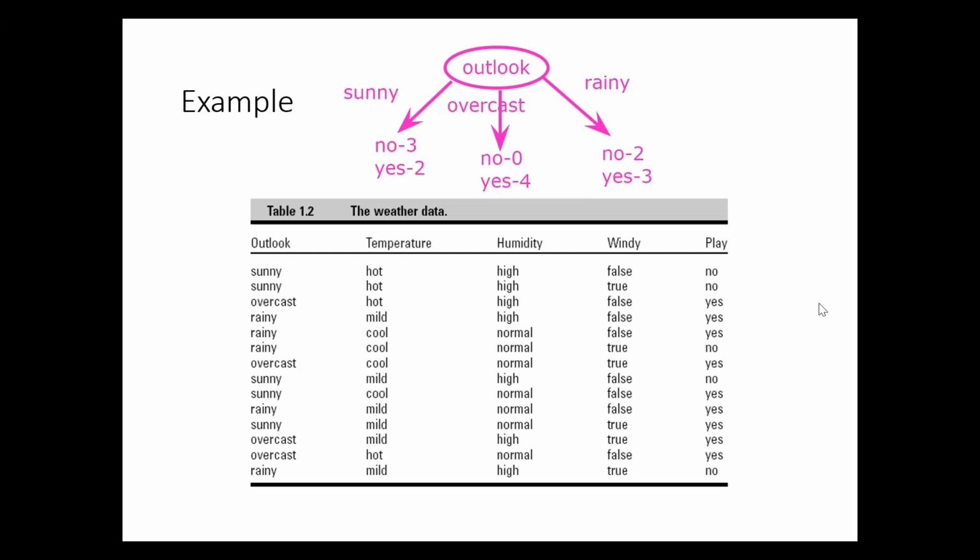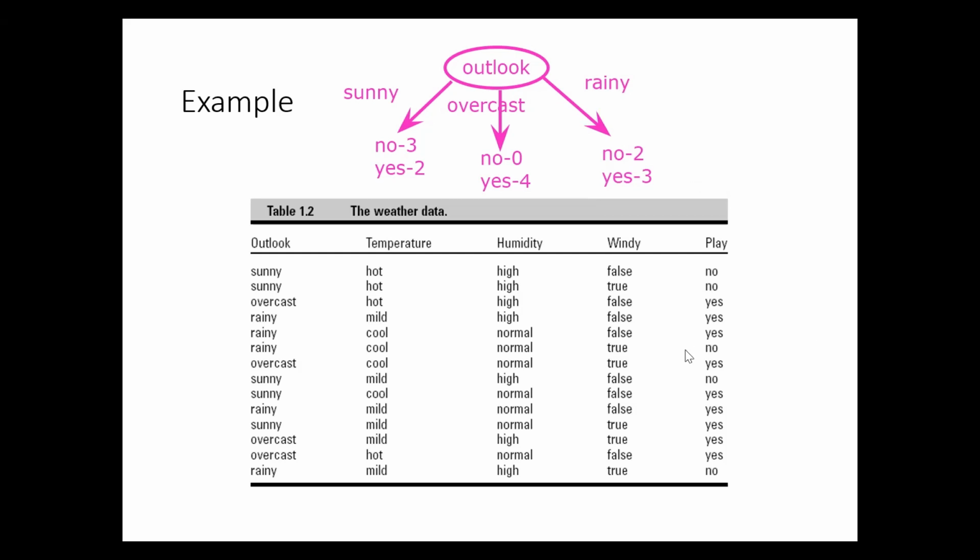Now we take the outlook attribute and create branches for the 3 different values: sunny, overcast, and rainy. We observe the classification and how the data is routed down the tree. Originally we have 14 instances. Now each branch has 5, 4, and 5, which means we have to further work on the problem. That's what we discussed in the previous slide.